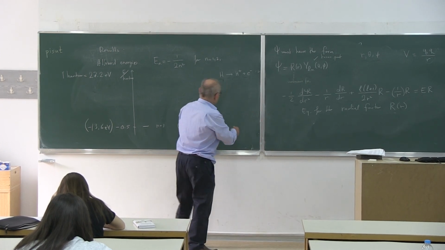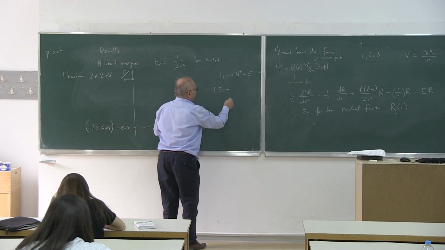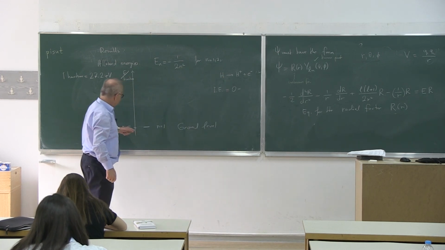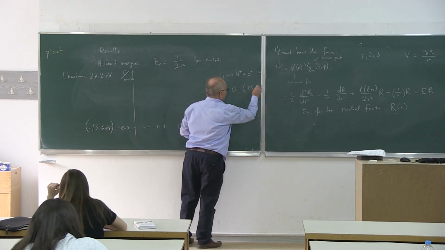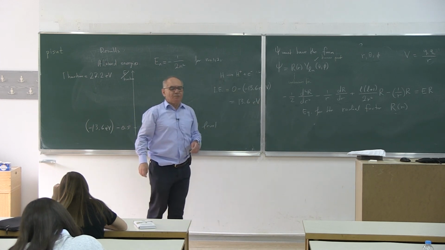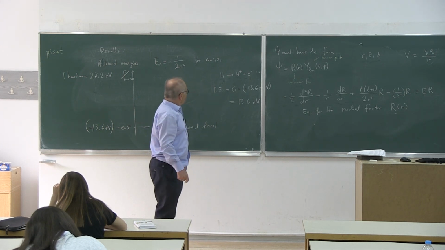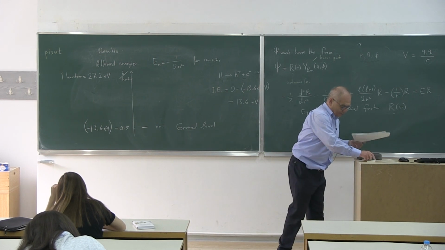Therefore, ionization energy is simply 0 minus the lowest energy for the reactant. What is the lowest energy? Which is just 13.6 eV. That is the ionization energy. Let us look at some, our time is more than up.